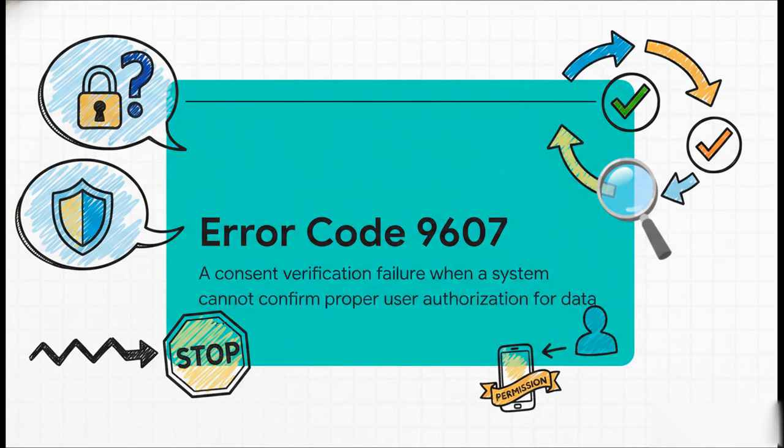Okay, let's get just a little bit technical for a second. Error 9607 is what's called a consent verification failure. In plain English, that means your system tried to do something with a customer's data, but it couldn't find proof that the customer actually said it was okay. It's like a digital bouncer at a club, stopping your system from crossing a line it has no business crossing.